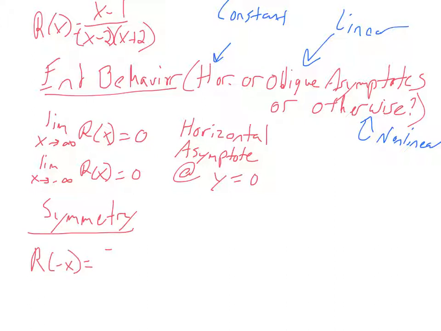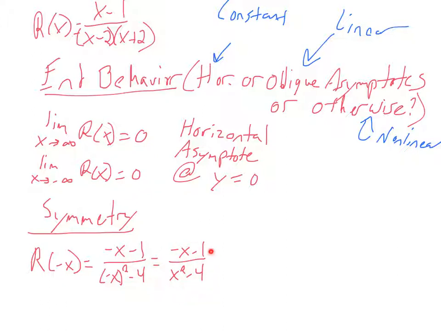Which will give me negative x minus 1 over, I'm going to use the simplified version of this, x squared minus 4, over negative x squared minus 4. Now, when I square negative x, I just get positive x squared, right? That's neither the opposite, because this expression on top here isn't the opposite of this. Only one of the signs changes, not both. So the top is not the opposite. The bottom is the same.